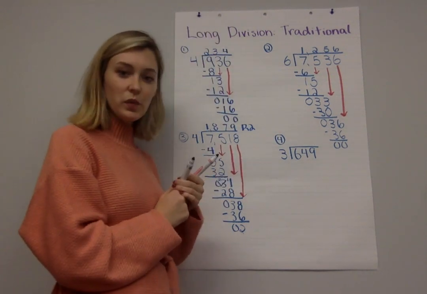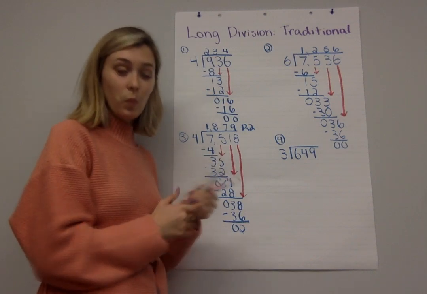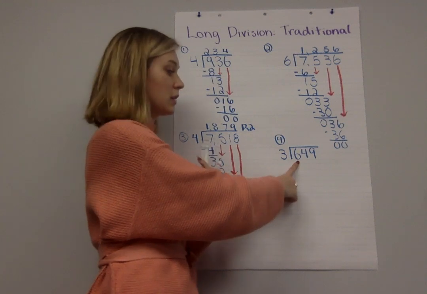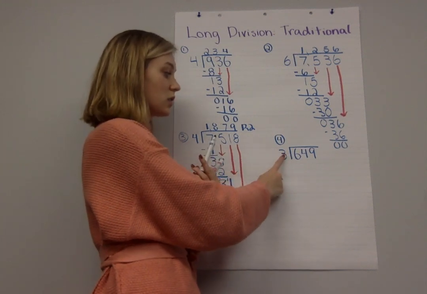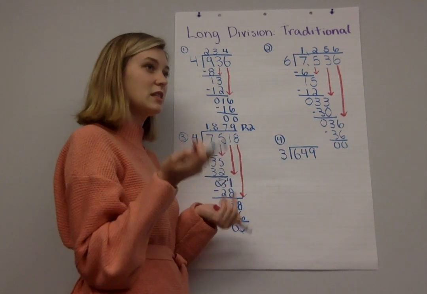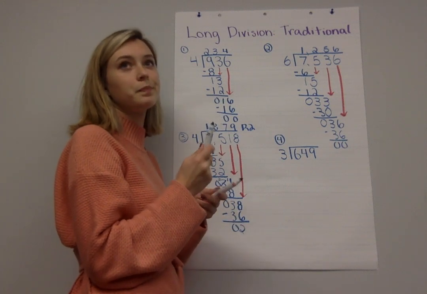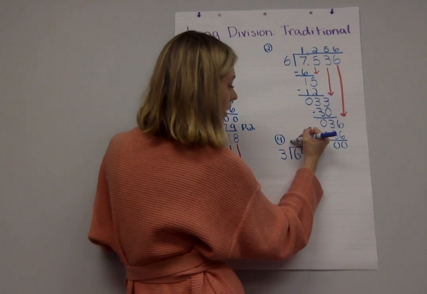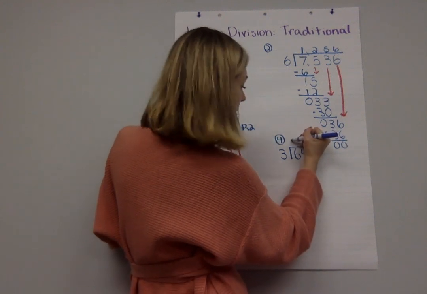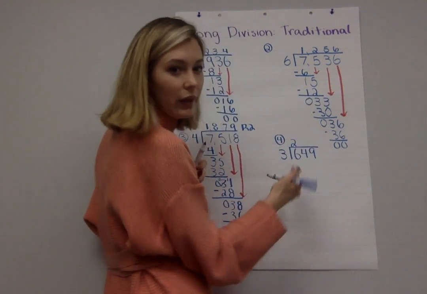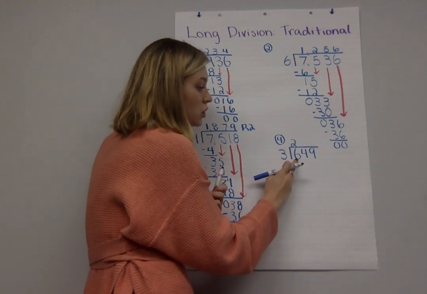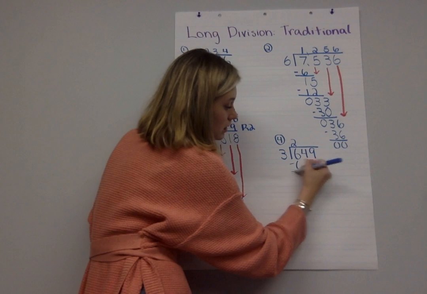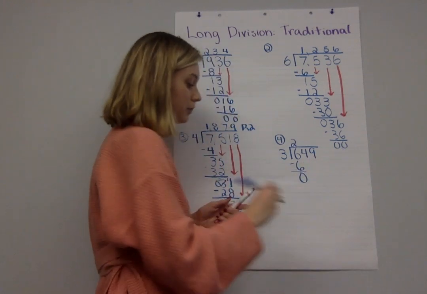The very first question we ask, where do I start? I go to the biggest place value, and I ask myself, how many times does 3 go into 6? Twice, evenly. So I write a 2 directly above my 6 to keep my place value in line. 3 times 2 is 6. So I do 6 minus 6 to get 0.